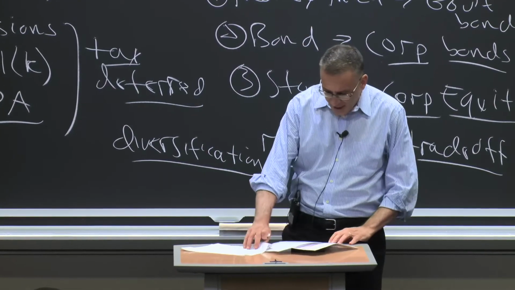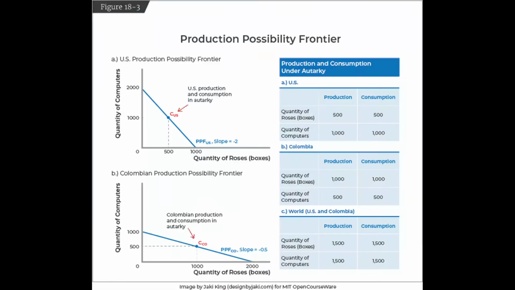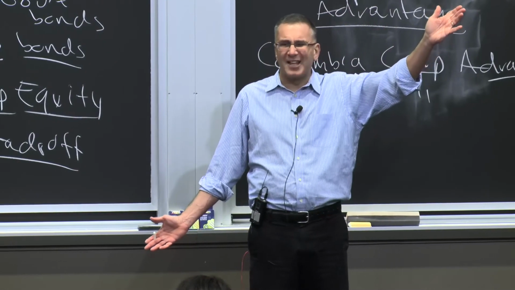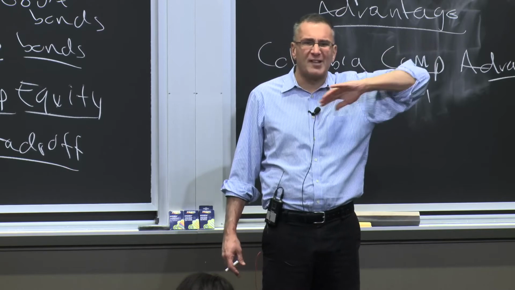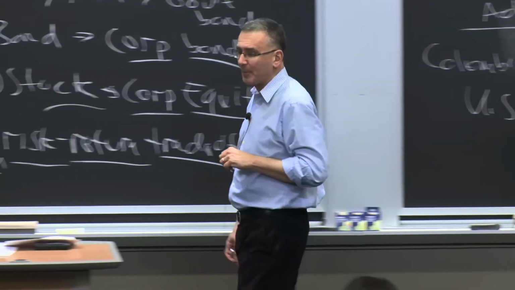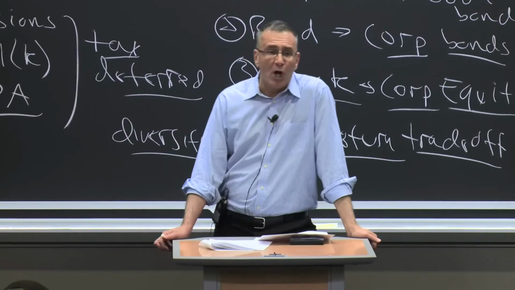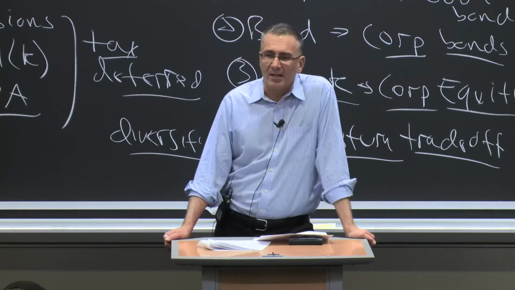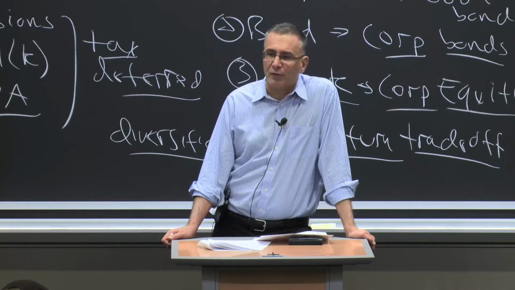So to actually see that, let's go to figure 18.3. This is a confusing figure, so I'm going to go through it slowly. On the top, we have the US production possibilities frontier. And to make life easy, let's assume that there's no economies of scope between roses and computers. Makes sense there wouldn't be, right? Let's assume there's no economies or diseconomies between roses and computers. It's a linear production possibility frontier. So each graph shows the production possibility frontier between roses and computers. And we're assuming it's just linear, which makes sense, right? You don't make better computers by making roses and vice versa.